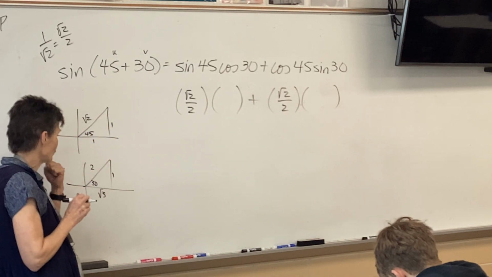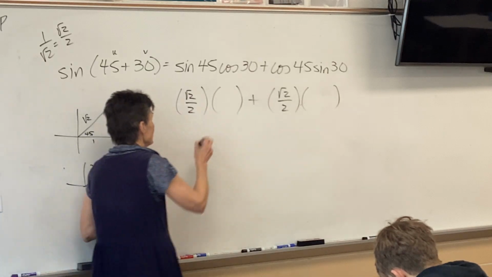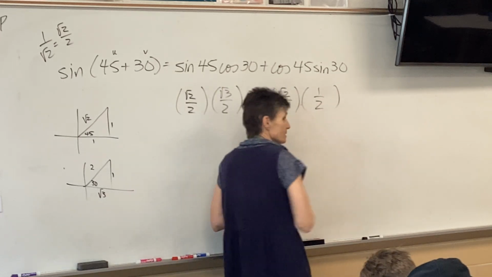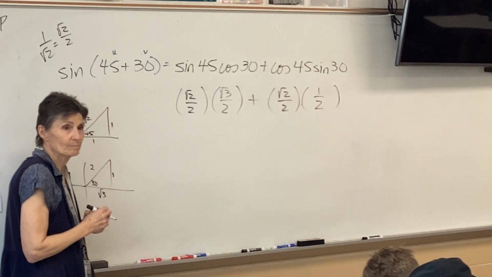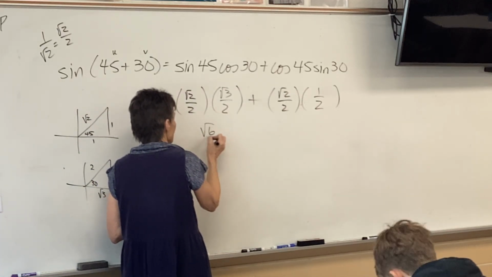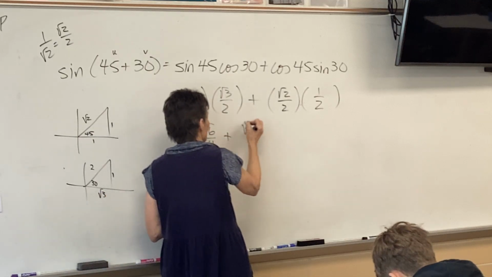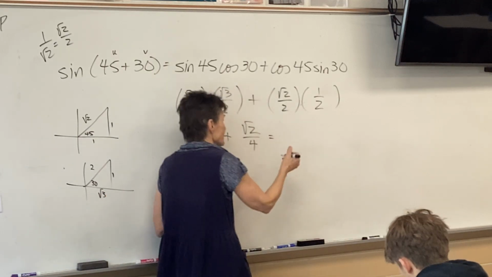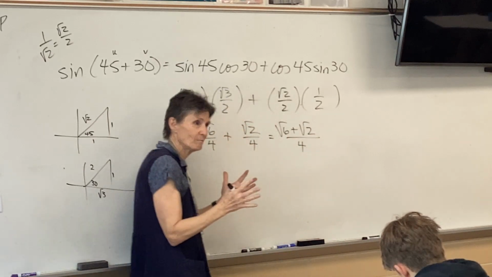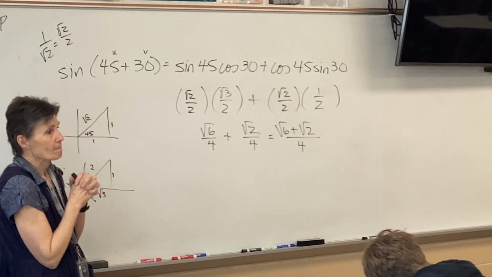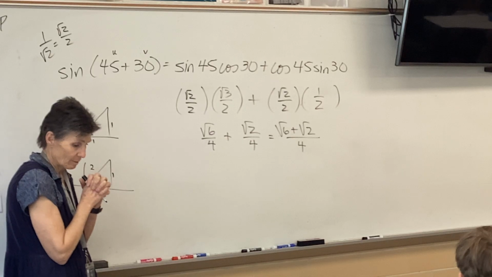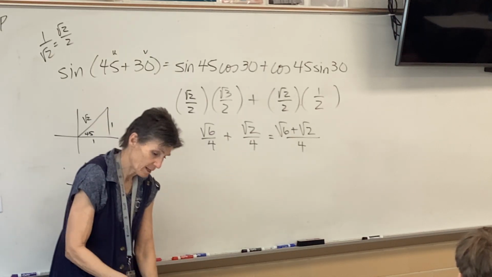Now cosine 30 is root 3 over 2, and sine 30 is 1/2. So now we'll multiply each set, so that's gonna be root 6 over 4, root 2 over 4. Remember, since they have the same denominator, we can write them as one fraction, but they don't add together. Remember doing that? Okay, perfect.